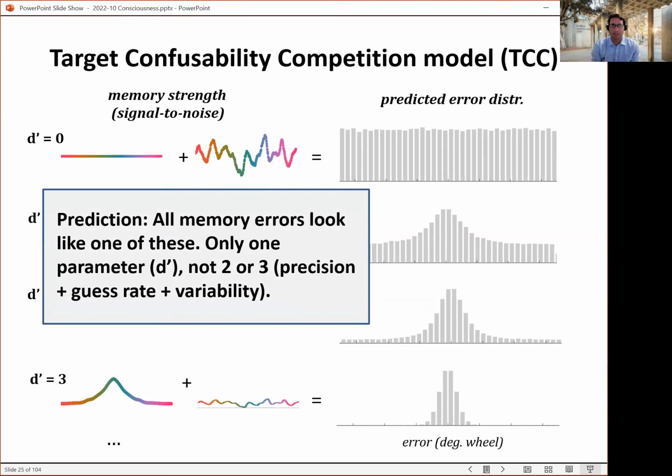And so the prediction here is that basically all memory errors, and then I'll talk about awareness errors, basically all look like one of these distributions. There's not multiple ways these distributions change. For a given stimulus space, it's just one knob. It's just the signal to noise. It's just the D prime. You can make it worse or better, but you're never going to find separable guesses and precision. They're just one thing that changed together.